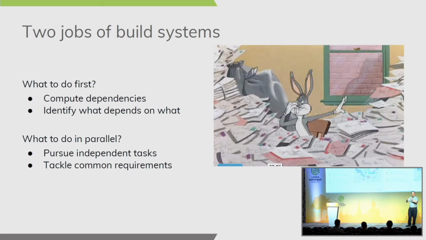Different parts of the build process depend on each other, so you have to have your compiler running before you can build your libraries, and you have to have your libraries before you can build certain things. And one of the things about build systems that's particularly complex is that the dependencies are not always obvious.